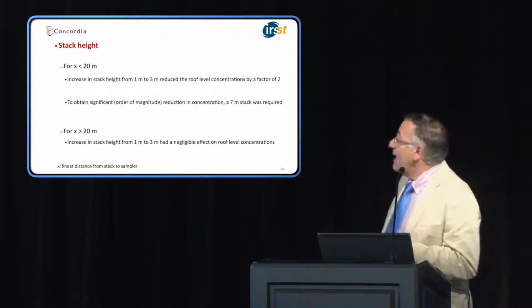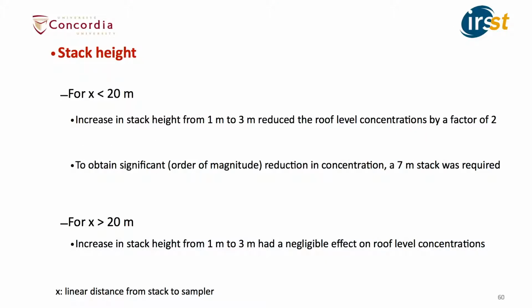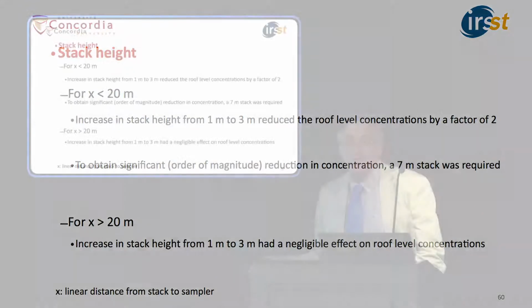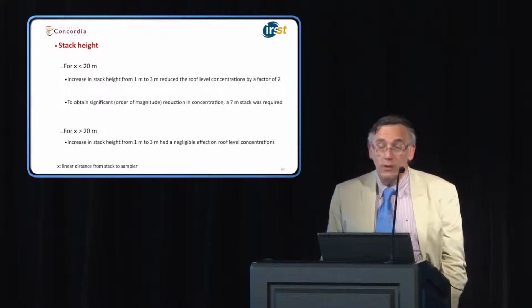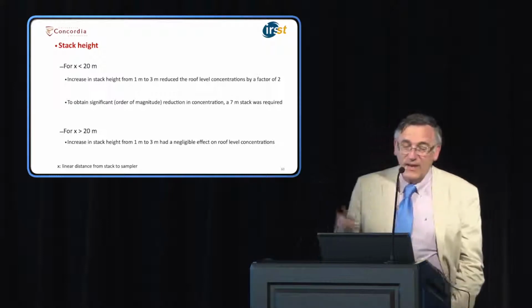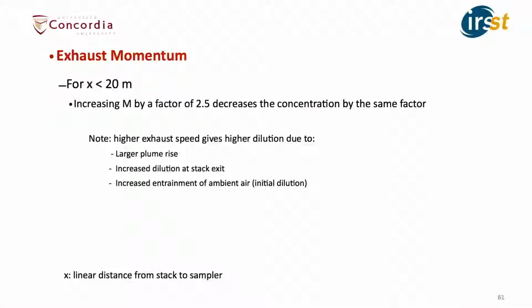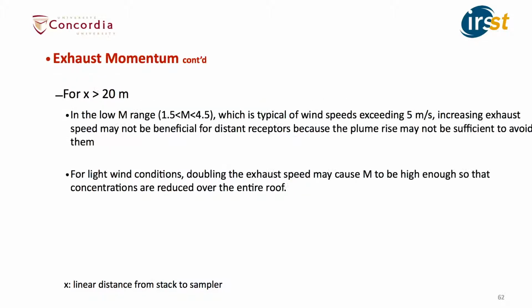So X is an important parameter. What is X? X is the distance from the stack to the sampler, from the stack to the intake, okay? Based on the results of the study, if it is less than 20 meters, or if it is more than 20 meters, this is some guidance as to what is happening if you change the parameters. And that's useful to know, because there is also a cost involved here, so you have to take these things into account. Now, again, this has to do with the exit velocity that you're going to have there, and so on.